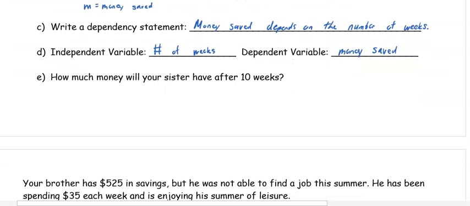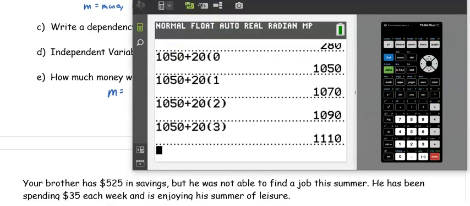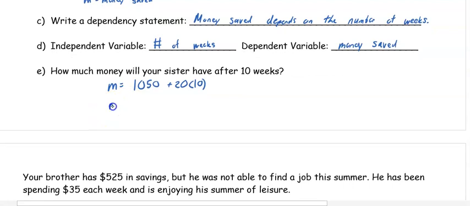So how much money would your sister have saved after 10 weeks? Well, if we said our function rule was money equals 1,050 plus 20 times the number of weeks, so 20 times 10, 1,050 plus 20 times 10 would get us the money saved of $1,250.